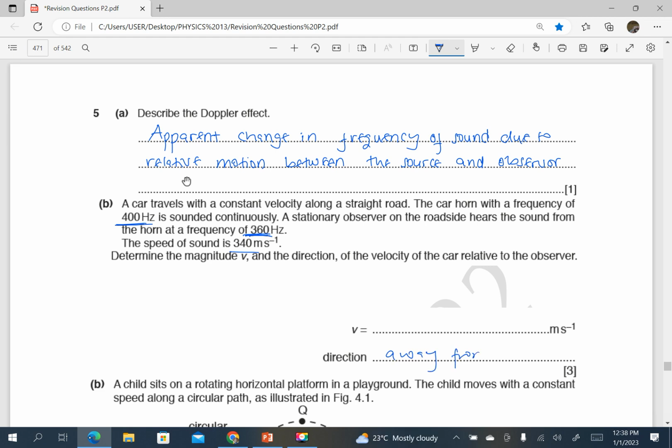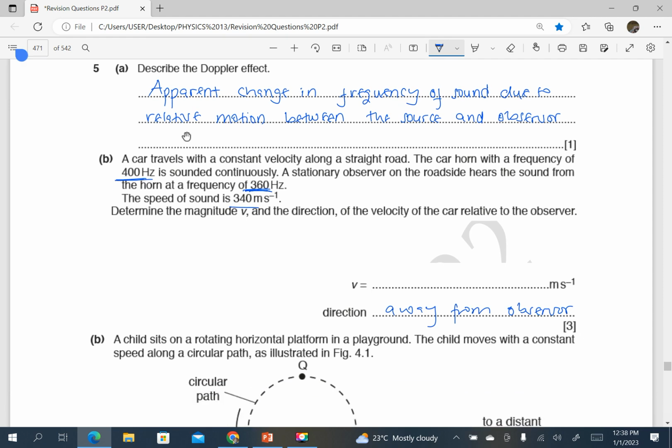Away from the observer. That is the direction. So let's find the velocity. So the observed frequency is going to be v over v. Since the observed frequency is less, the denominator will be plus the speed of the source, which I'm calling us, times fs.